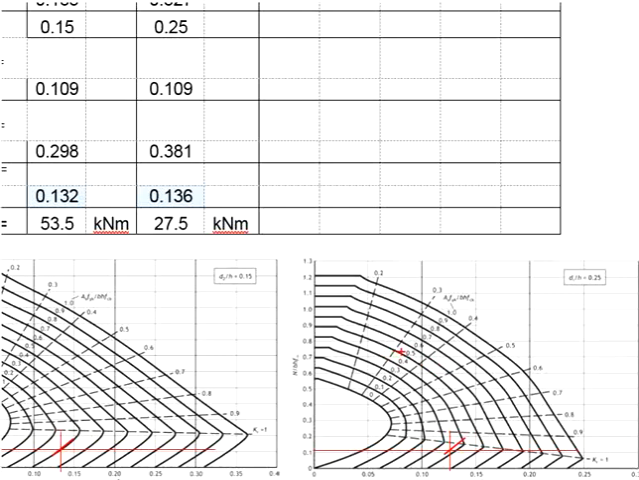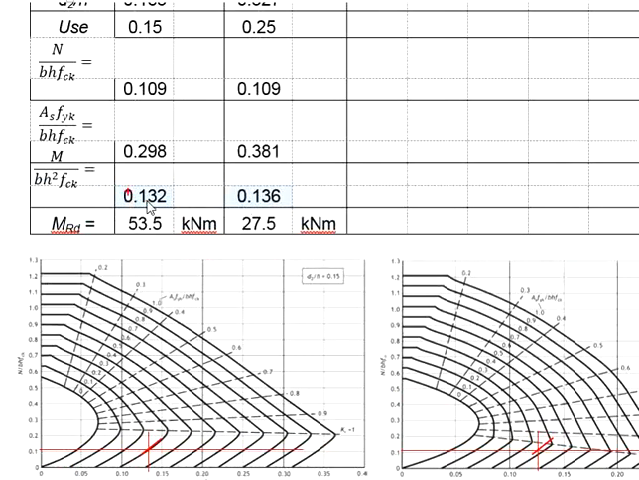You do some interpolations between the 0.4 and the 0.3. Draw a parallel line along the curve and it will intersect here. From the intersections, draw a straight line down and find the M per BH square FCK, which from the scale here is about 0.136.